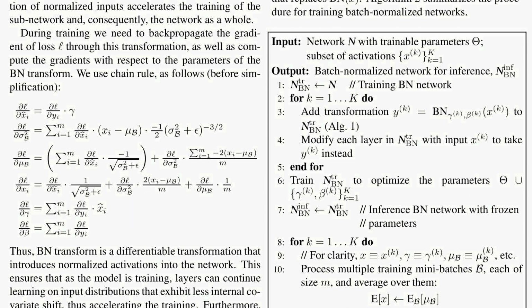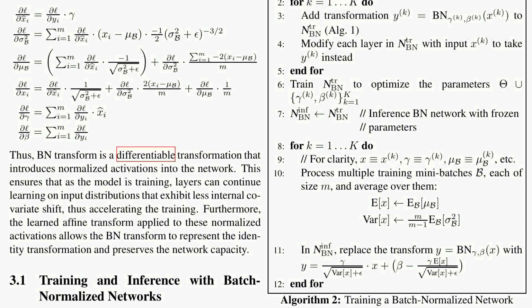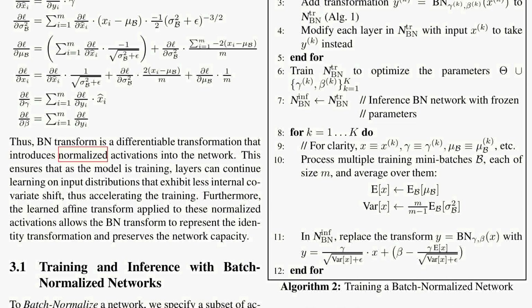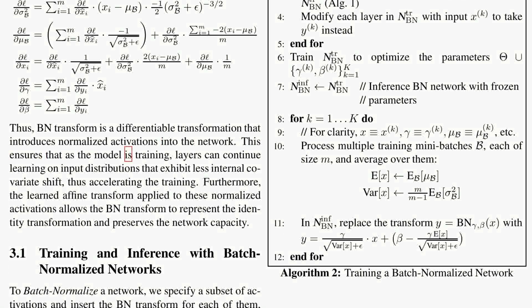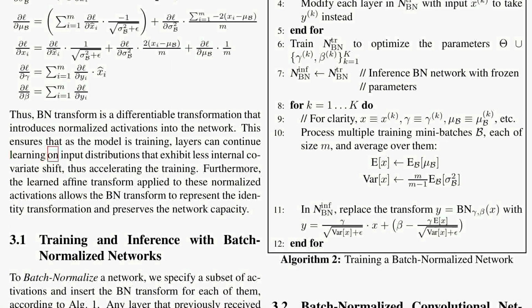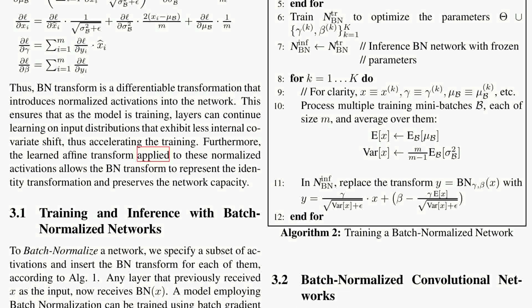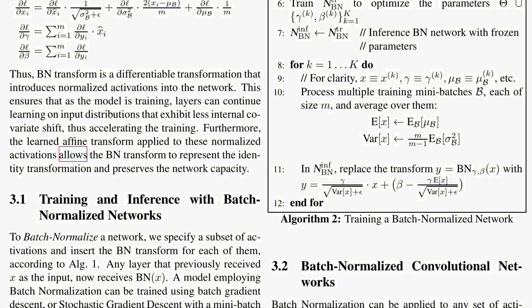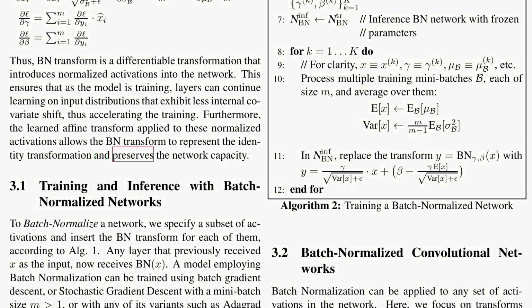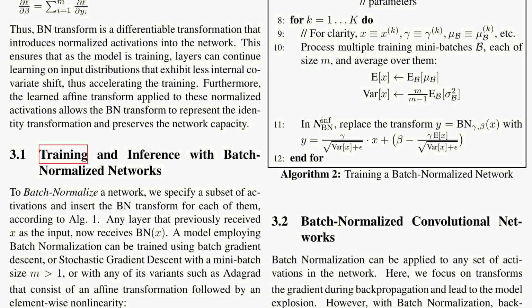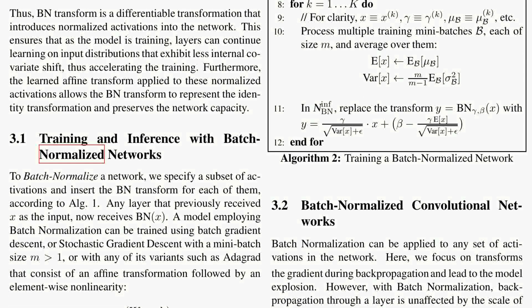Thus, the BN transform is a differentiable transformation that introduces normalized activations into the network. This ensures that as the model is training, layers can continue learning on input distributions that exhibit less internal covariate shift, thus accelerating the training. Furthermore, the learned affine transform applied to these normalized activations allows the BN transform to represent the identity transformation and preserves the network capacity.